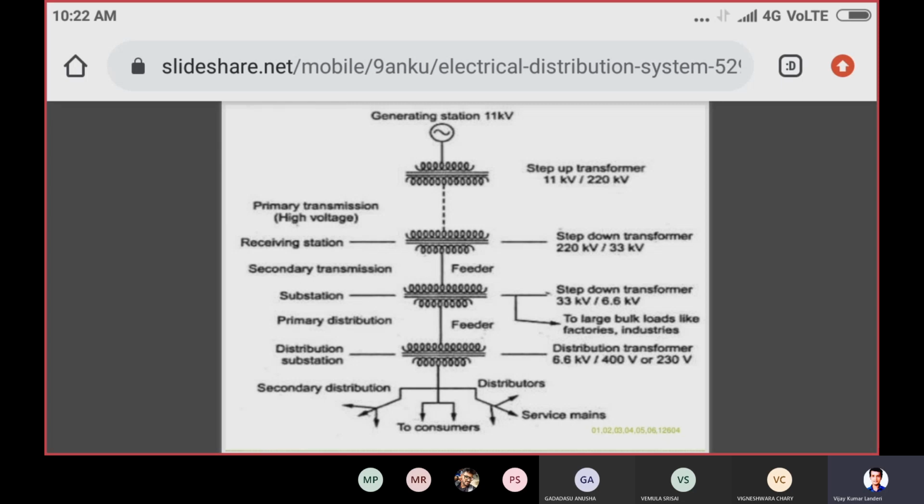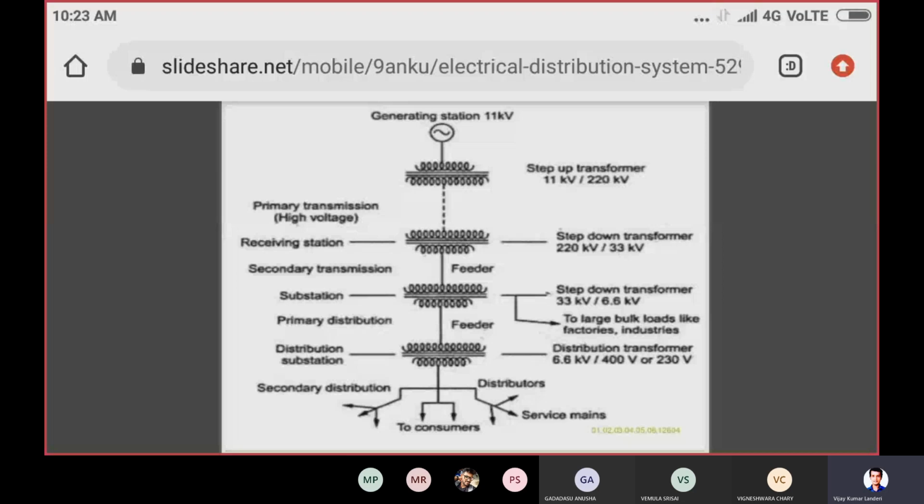Right. So at the generating station, the generator voltage is 11 kV only. Later, we are stepping up by making use of the step up transformer from 11 kV to 220 kV, right? That 220 kV voltage is called the primary transmission high voltage.